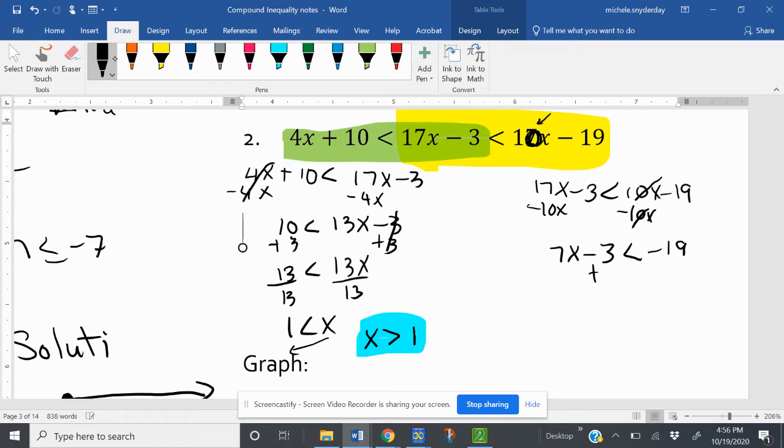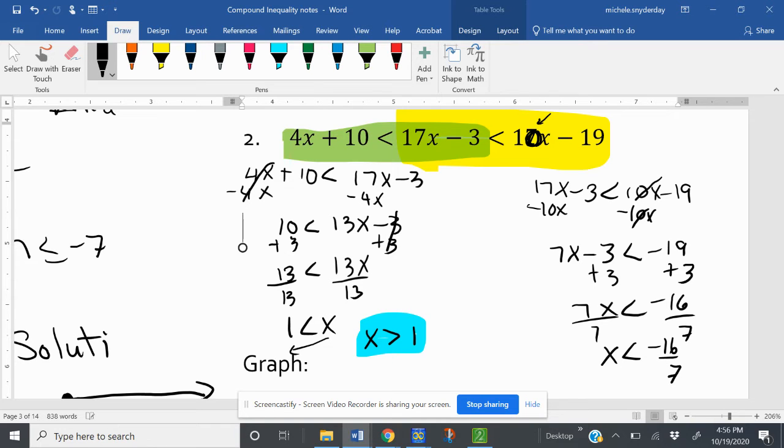So we'll add 3 to both sides, and we have 7x is less than negative 19 plus 3, which is negative 16. Divide both sides by 7, and we have x is less than negative 16 sevenths.